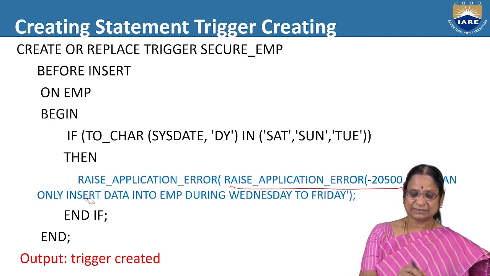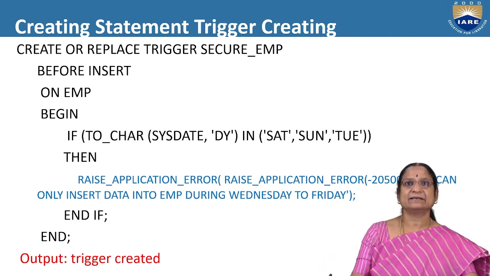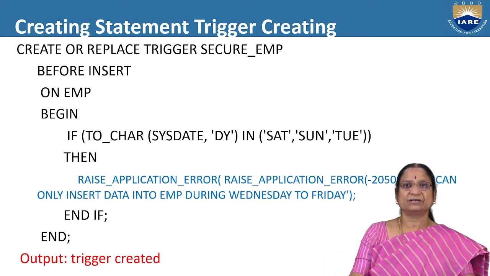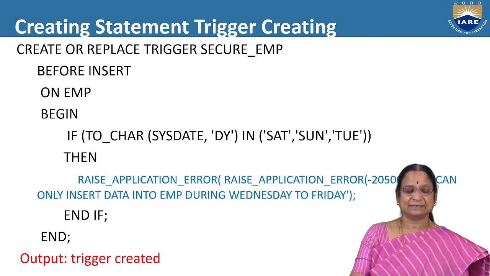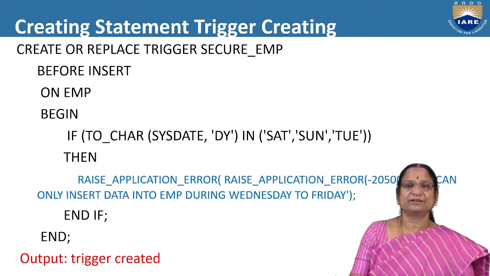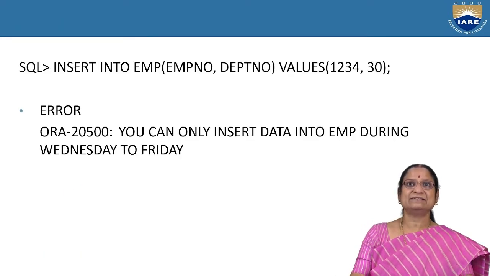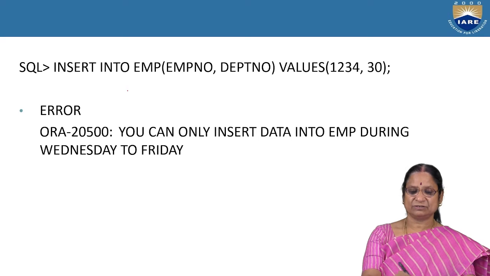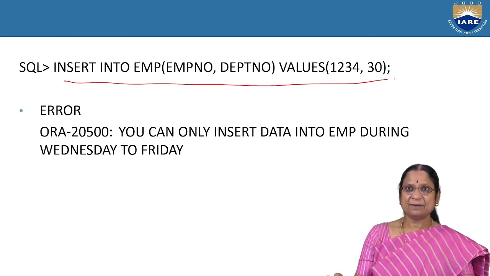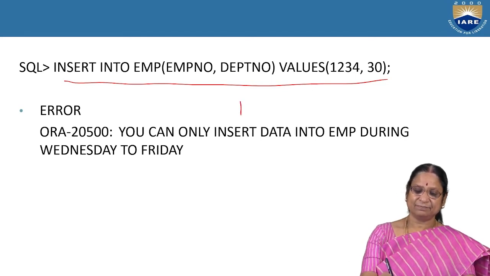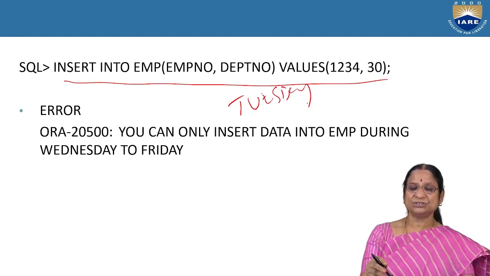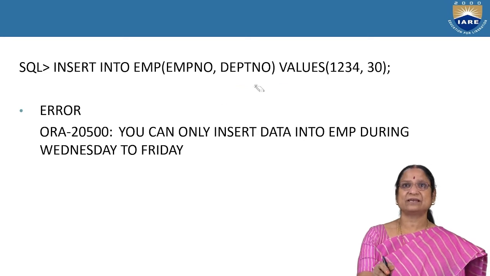So when the trigger is written like this, if there are no syntax errors, we will get the output, trigger created. Then, when will it get fired? For example, I would like to insert like this: insert into EMP, employee number, department number, values. This is an insert statement. For example, I would like to insert data using the insert statement on Tuesday. Tuesday means insertions are not allowed. Wednesday to Friday only insertions are allowed.